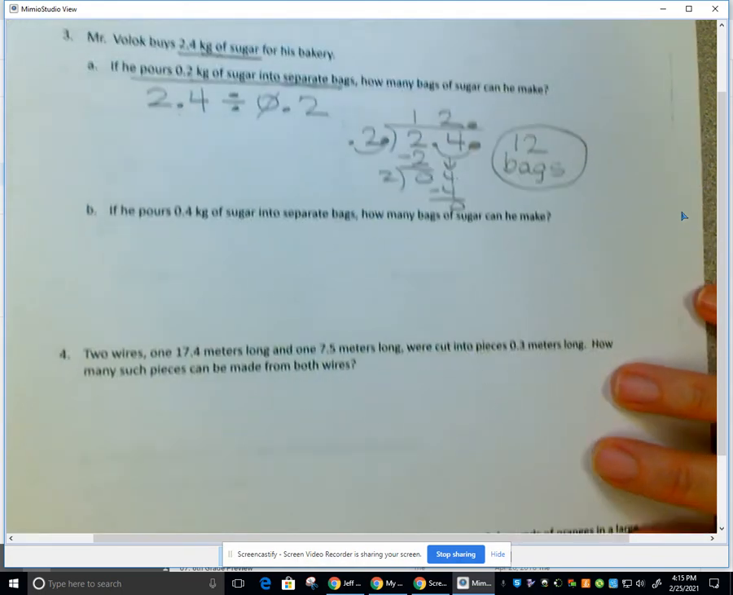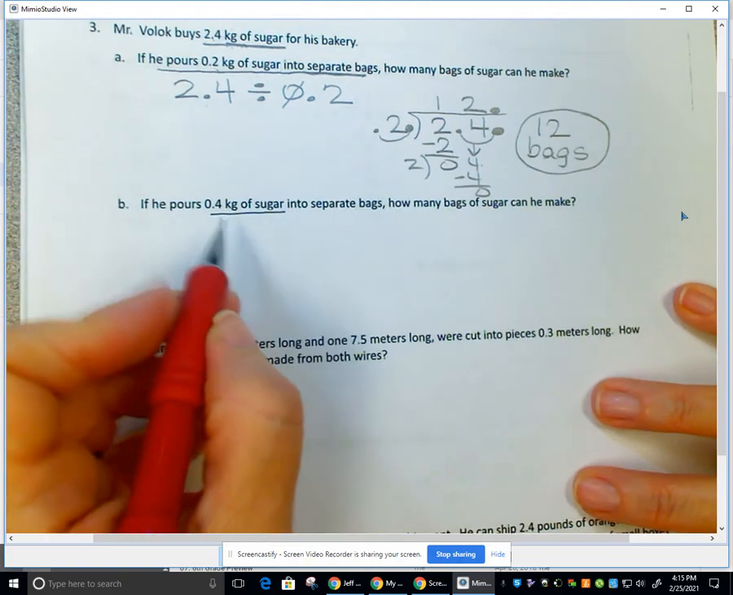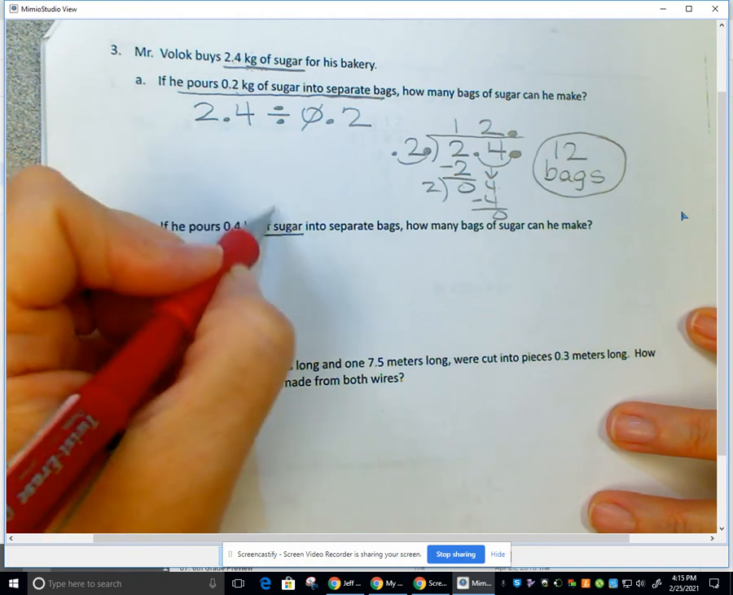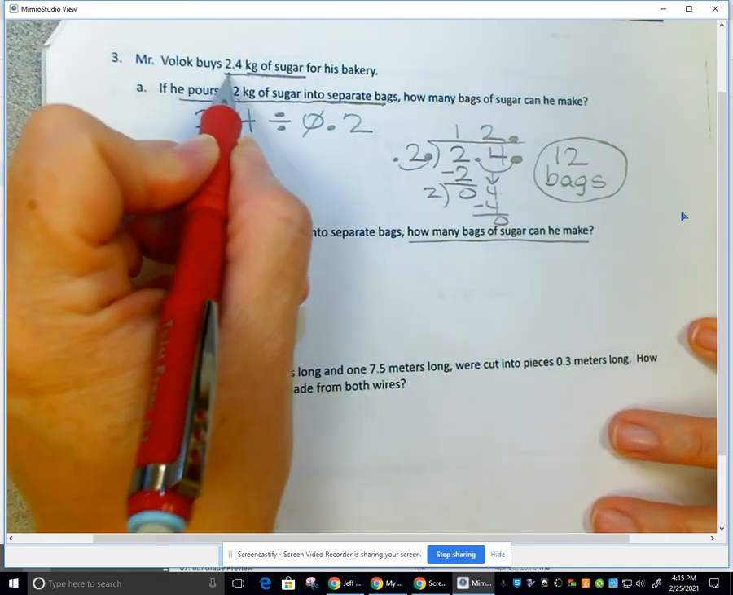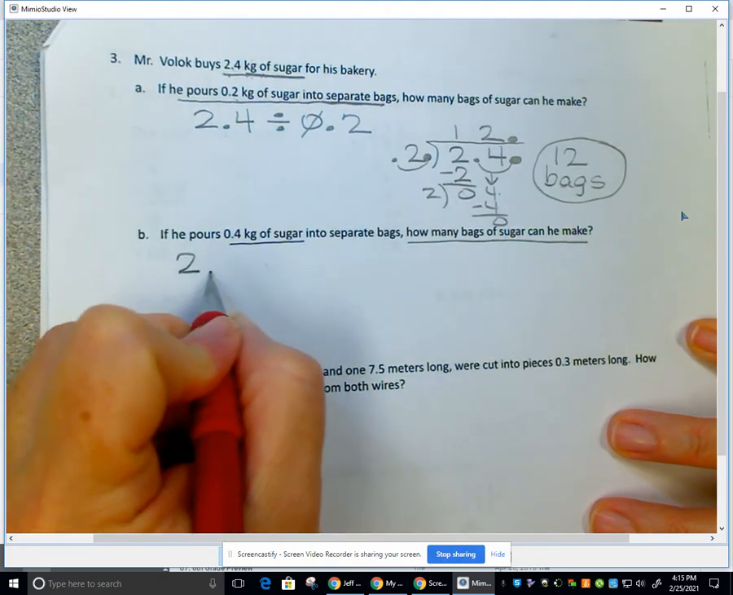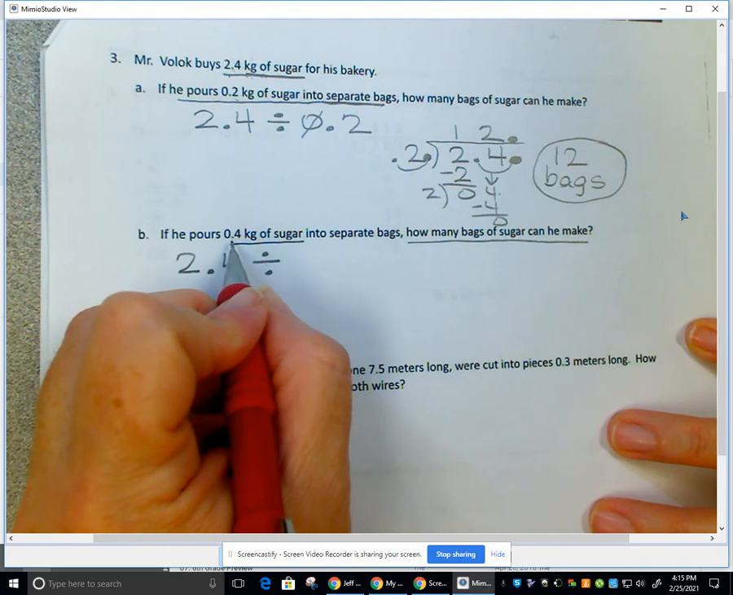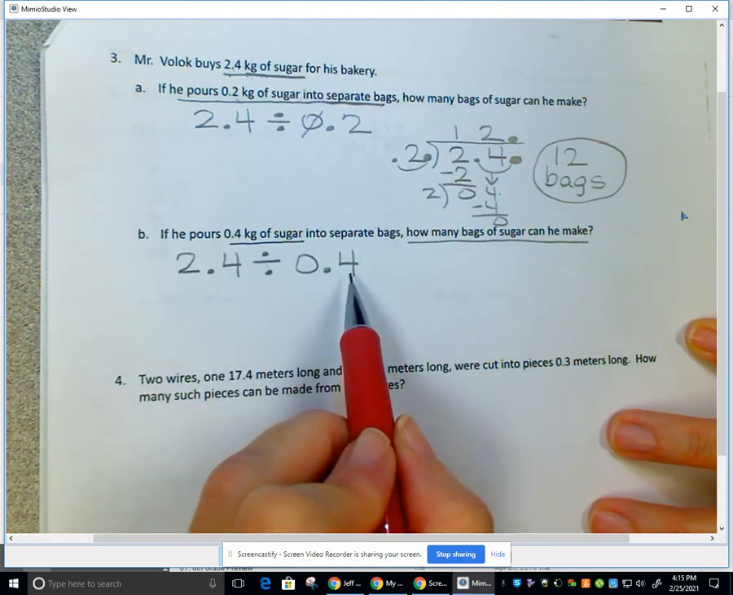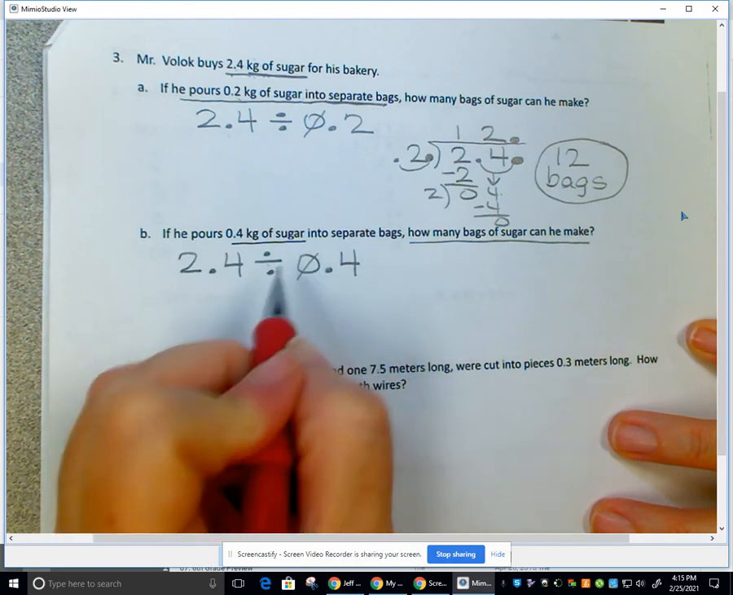12 bags. Now it says if he pours 4/10 kilograms of sugar. So now he's pouring it into bigger groups. How many bags of sugar can he make now? He's got the same amount. And now he's dividing it into groups of this size. And see, the group size is getting bigger, so he won't need as many bags because he's able to pour more in a bag. So I'll get rid of that.